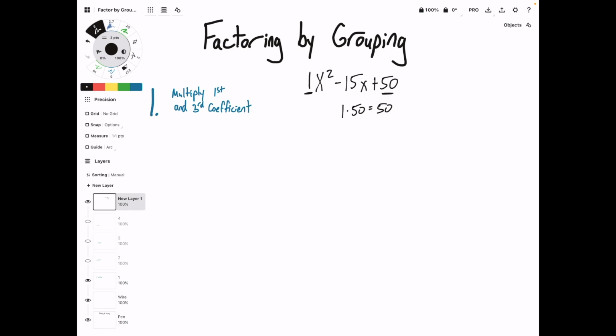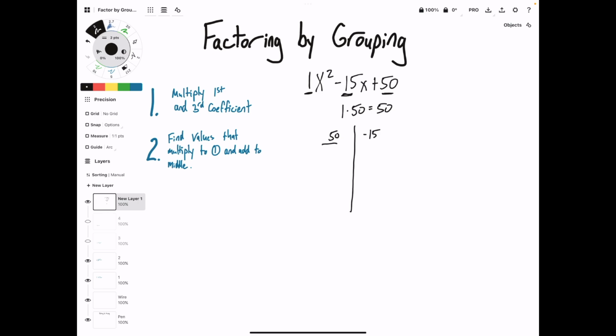All right, step 2 is to find values that multiply to the value we just found and that add to the middle number. So let's just put these in two columns. 50 is what we want to multiply to, and negative 15 is what we want to add to. So now we're going to find factors of 50. So 1 times 50, if we add 1 and 50, we get 51, which is not what we want. Then we can go to maybe 2 times 25. 2 plus 25 is 27, so no.